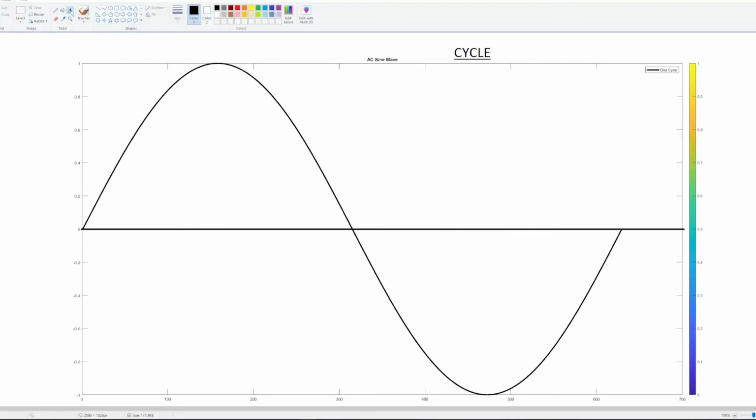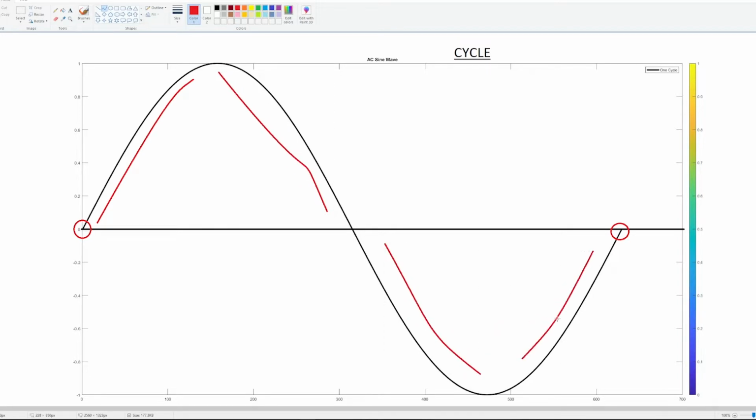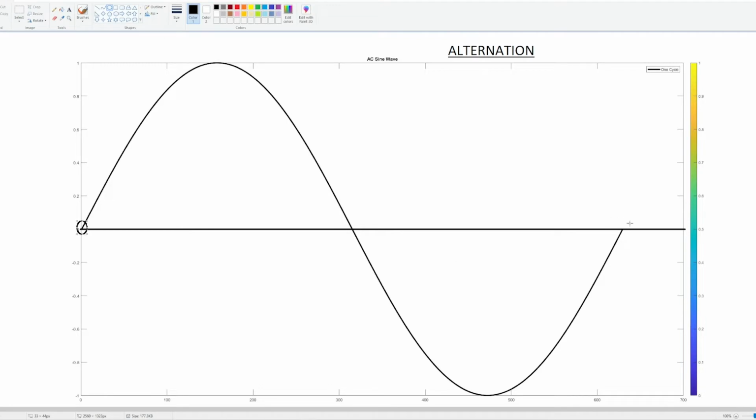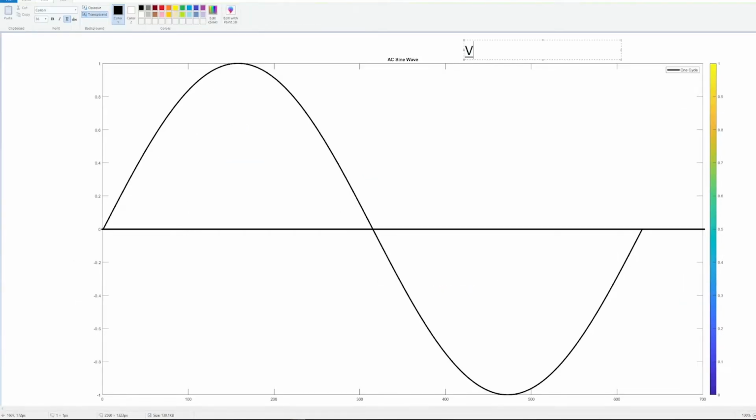One cycle of an AC sine wave goes from 0 to 2 pi as shown. Assuming we're talking about voltage or current, an alternation has two parts. It will have a positive and negative value. Now the red arrow shows where the alternation changes values.